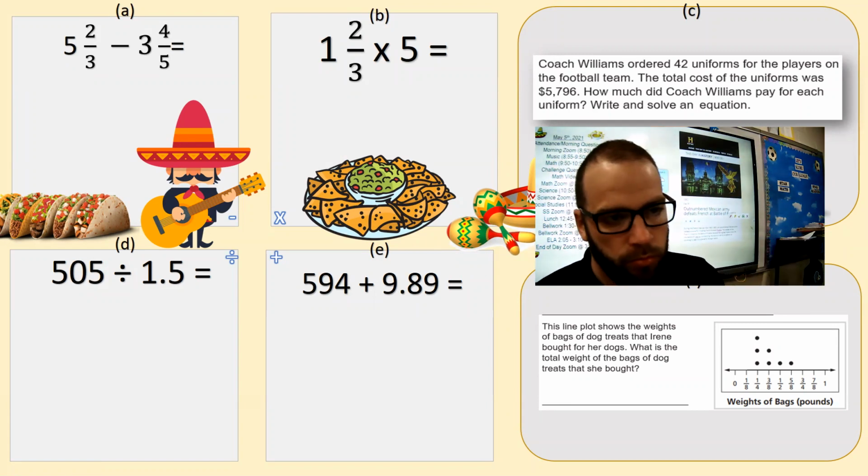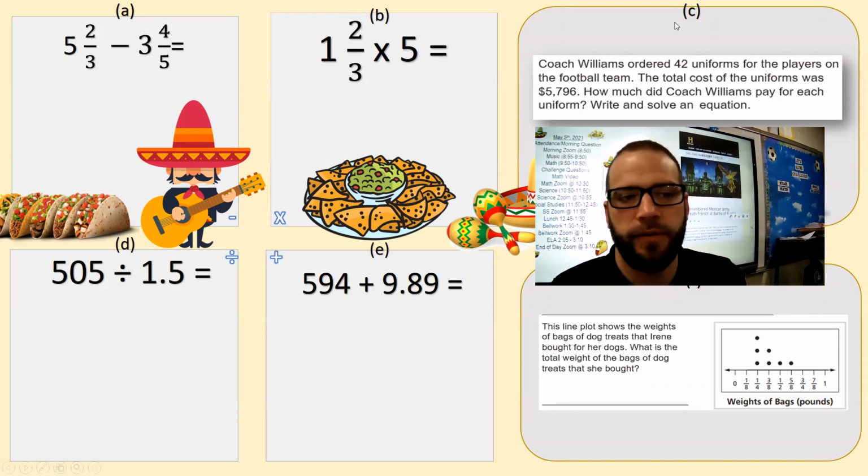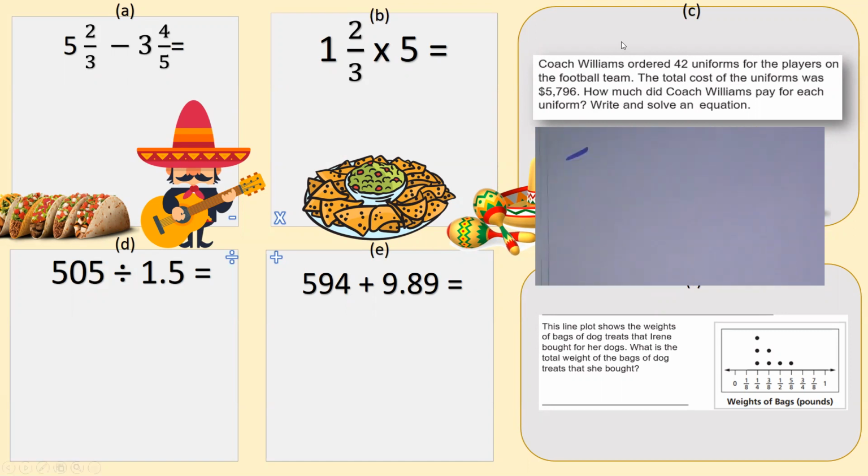Here we go. A, 5 2/3 minus 3 4/5. Now I'm going to turn to subtraction. Yesterday it was decimals. Now we're going to fractions or mixed numbers. So remember, it's just like when we were adding with mixed numbers. The first quantity is 5 2/3. It's what you have, so it goes on top. And then what you're taking away from it goes on the bottom.